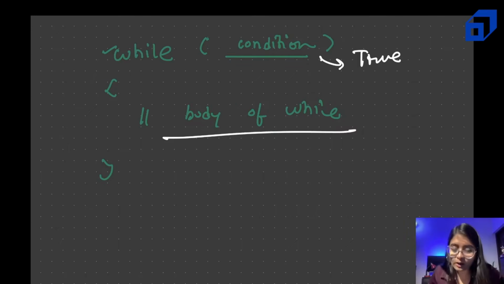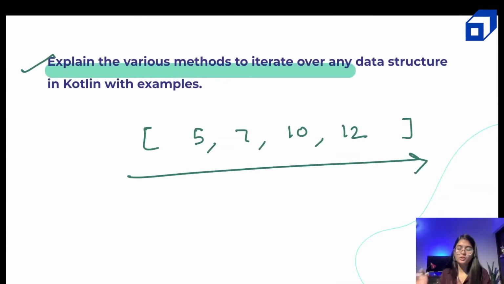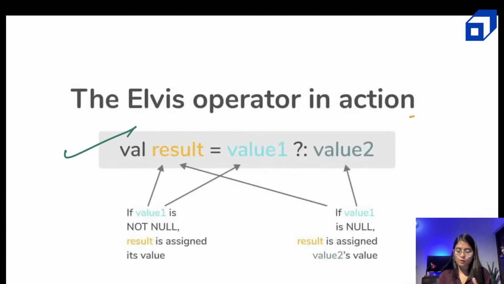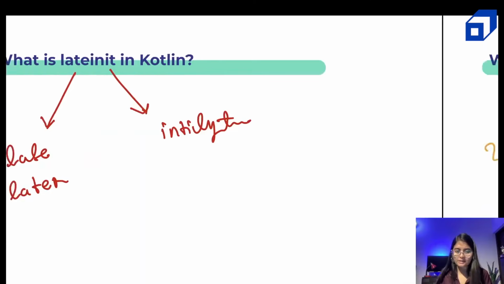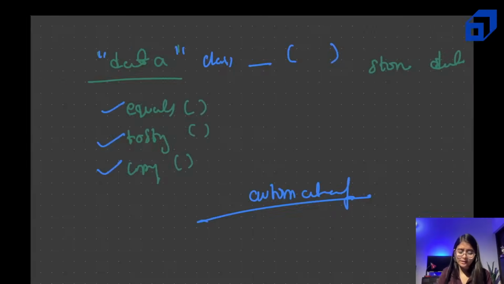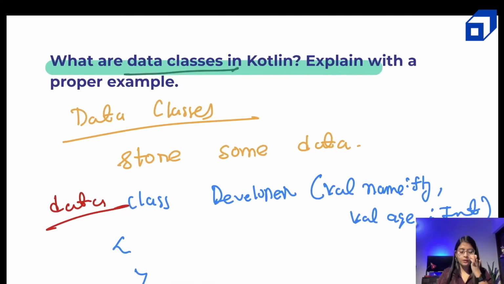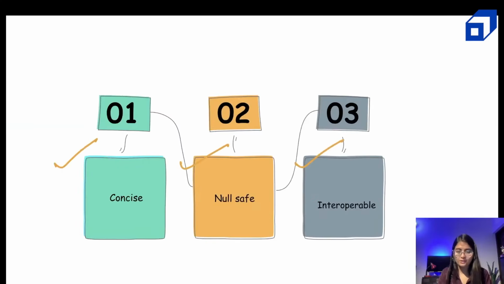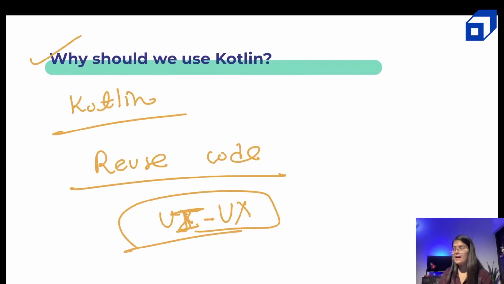So let me know if you want me to create some simple projects using these methods to iterate, or if you want me to go deeper on any of these concepts, like Elvis, lateinit, or data classes in Kotlin. All of these are very important. Null safety you must know. And why Kotlin? I think this is one of the most favorite questions of interviewers out there. If you are using Kotlin, they will ask you why not other programming languages which are there in the market. So you must know what to answer.